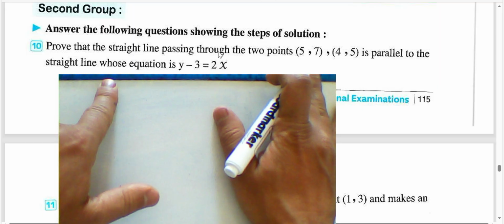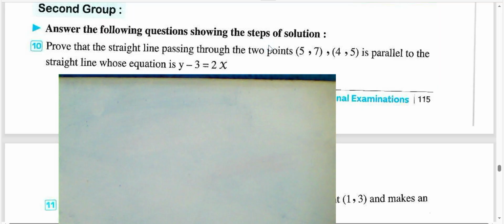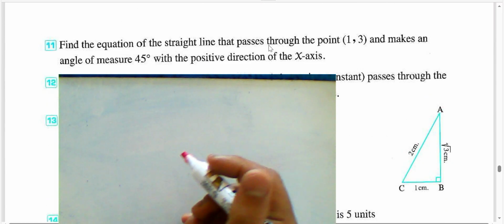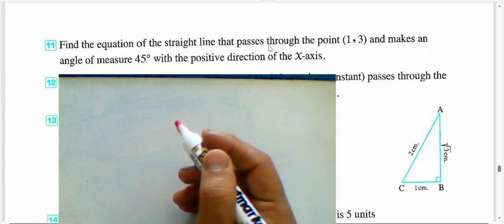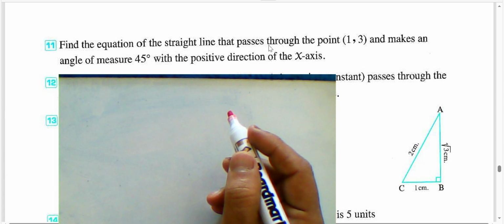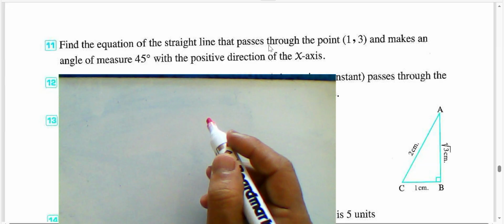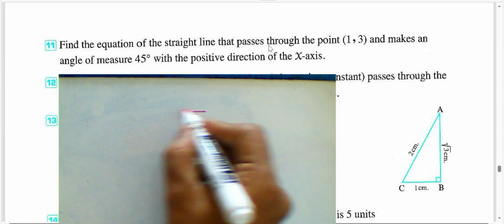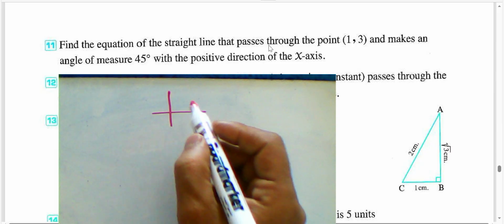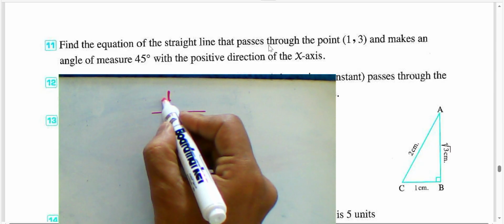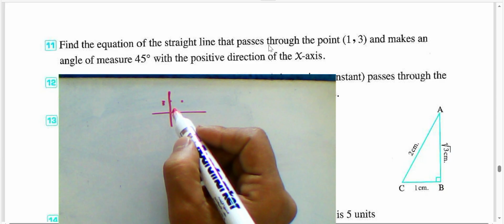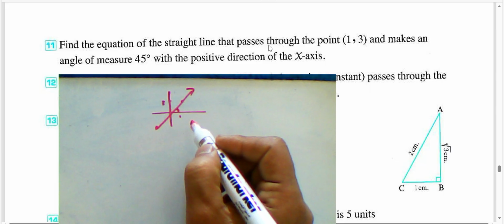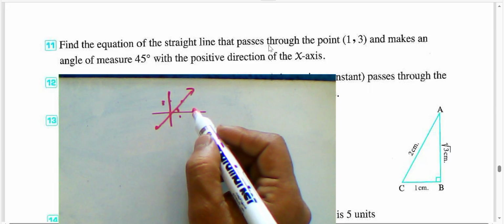Okay, understood? Next question. Find the equation of the straight line that passes through the point (1, 3) and makes an angle of measure 45 with the positive direction of the x-axis. Okay, we have a straight line passing through point (1, 3), like this, and it makes angle 45 with the positive direction of the x-axis.